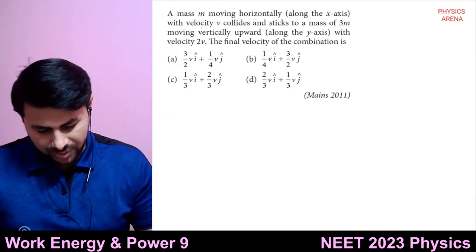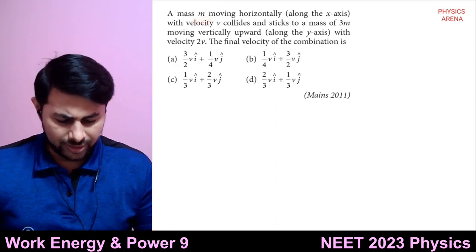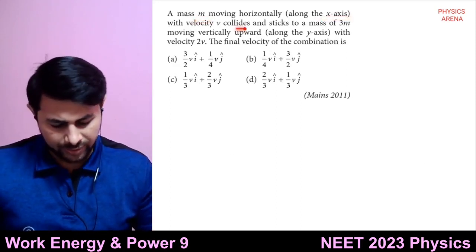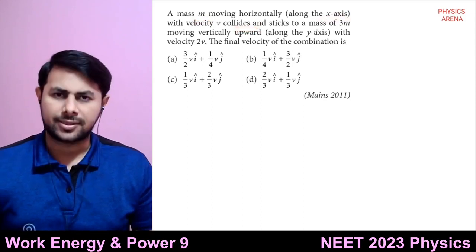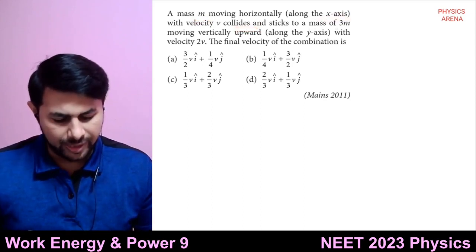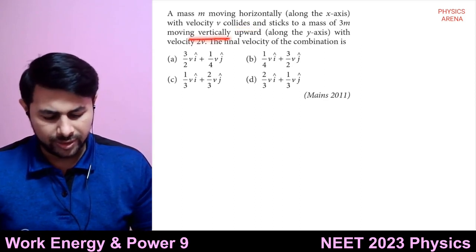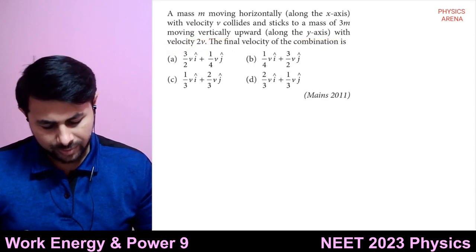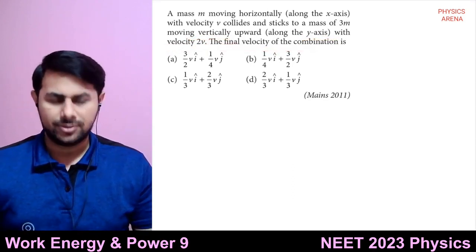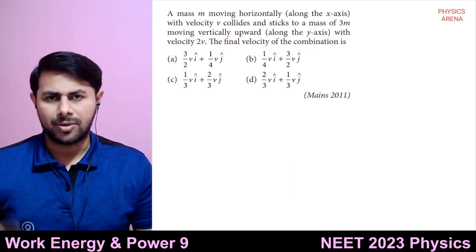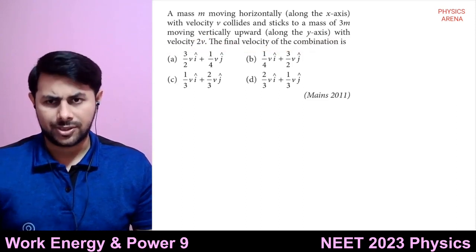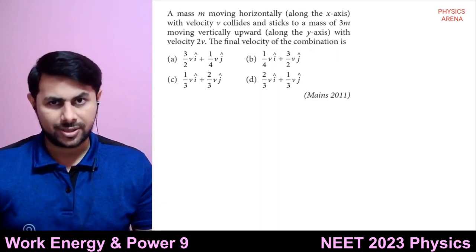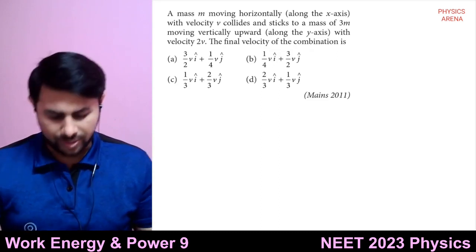Right, a mass m moving horizontally along the x-axis with velocity v collides and sticks to a mass of 3m moving vertically upward along the y-axis with velocity 2v. The final velocity of the combination is... So this is a problem on perfectly inelastic collision, because the two masses are colliding and sticking with each other.